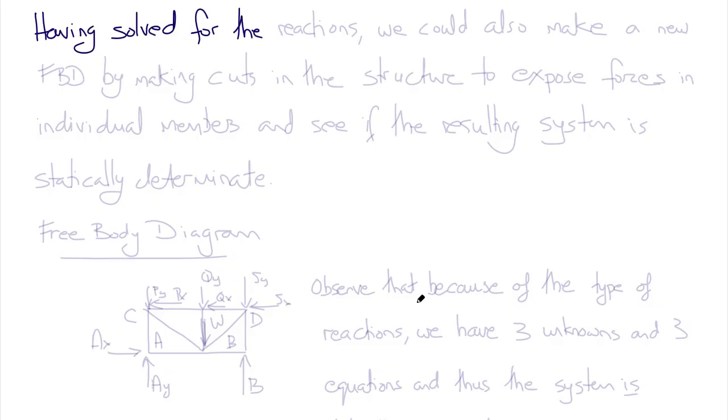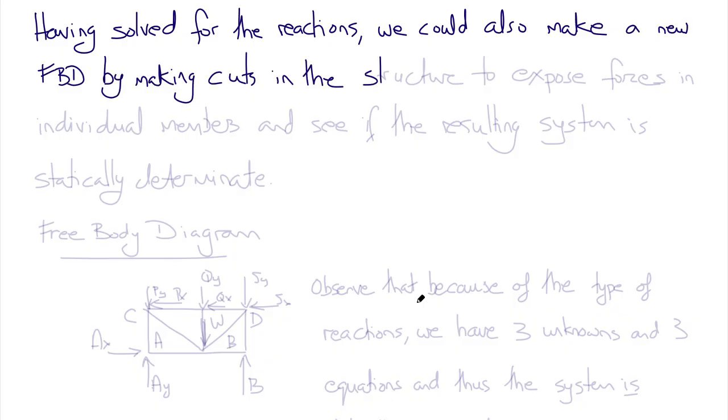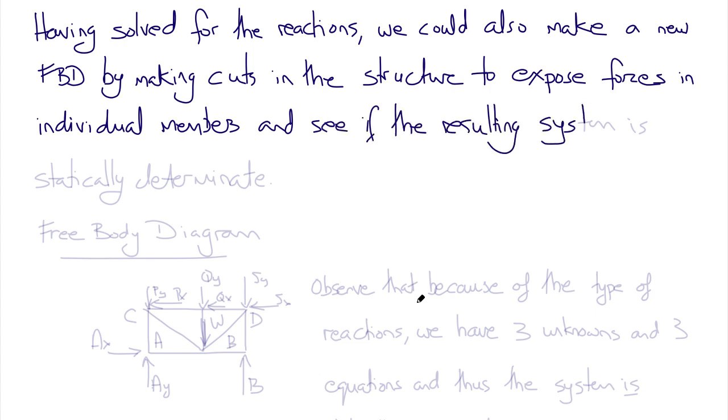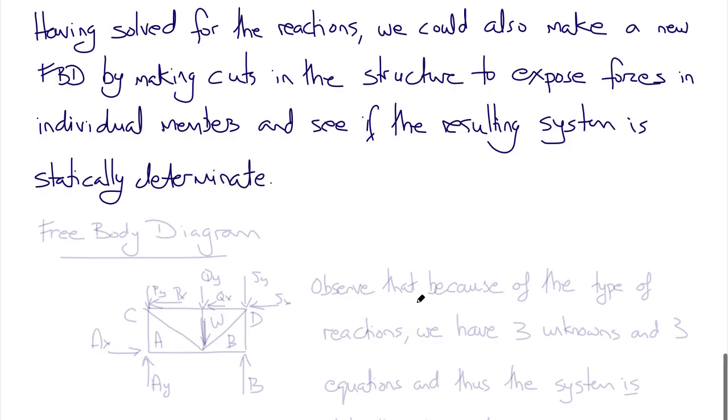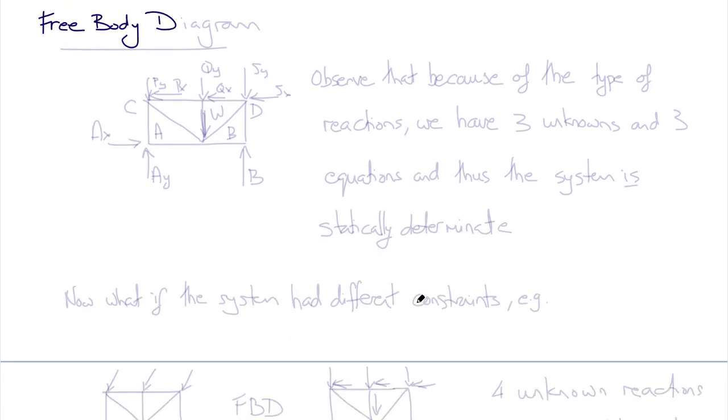Now, having solved for the reactions in this structure, we could also make a new free body diagram by making cuts in the structure to expose forces in the individual members and see if the resulting system or subsystem is itself statically determinate, and then use the force and moment balance equations to solve a new problem for the forces in each of the members. But let's start by drawing the free body diagram for the whole structure so that we can set up the problem to solve for the unknown reactions.